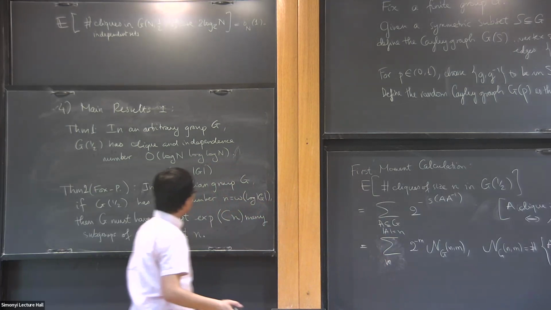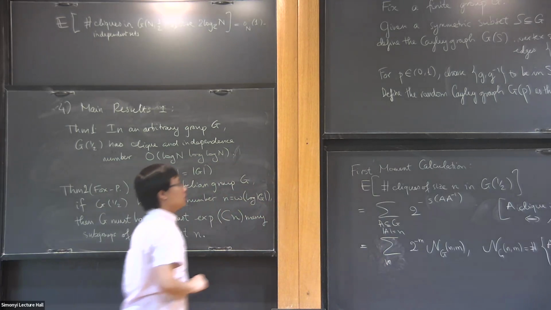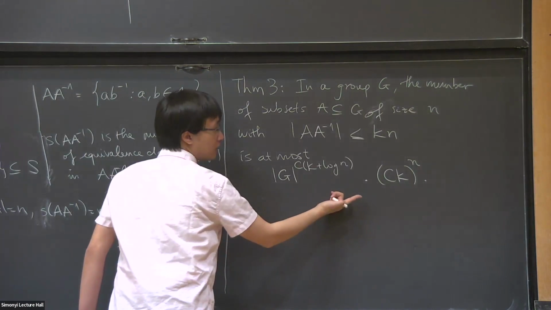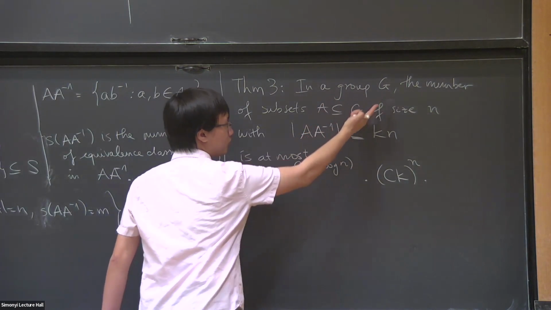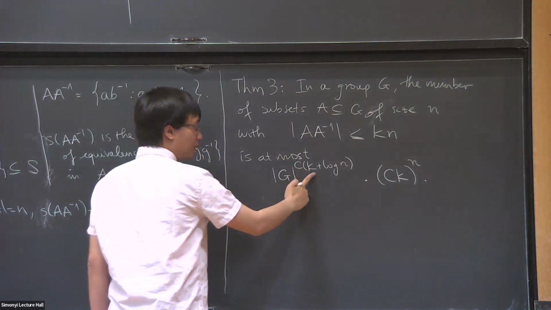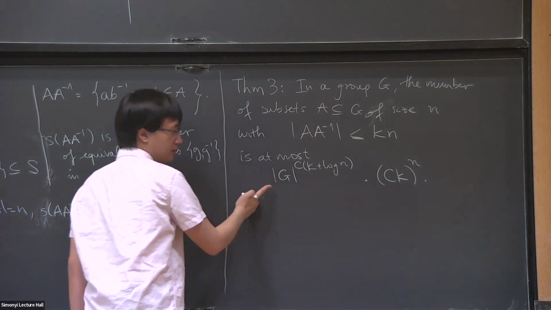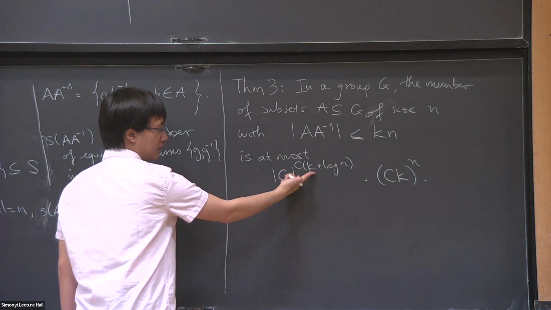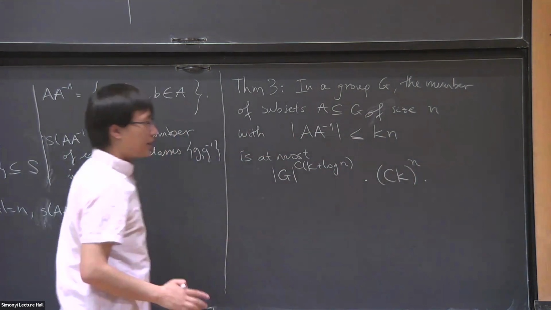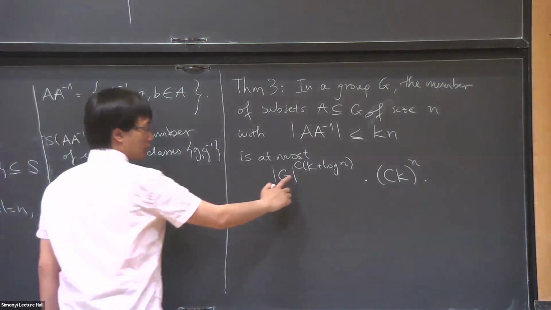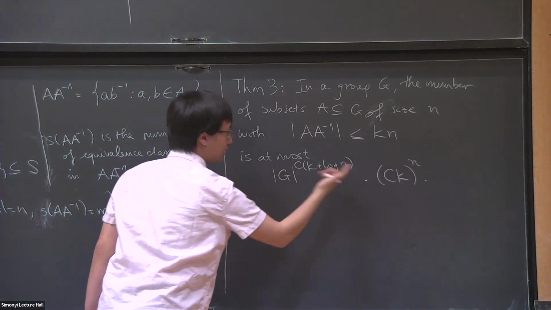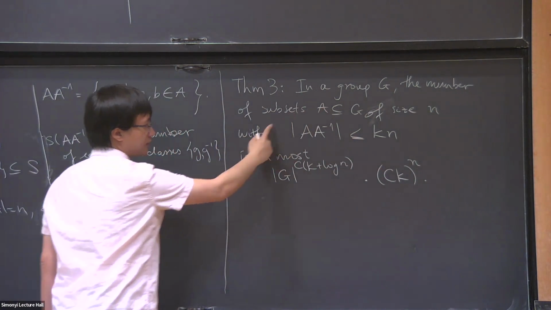So I will not do that calculation here. Instead, let me make some remark about this result on counting subsets of a general group with a small product set. It turns out that all of these three terms that appear in this upper bound, G to the k, G to the log n, and k to the n, are tight. So up to this constant big C, all of the terms here are needed in an upper bound on the count of such subsets.